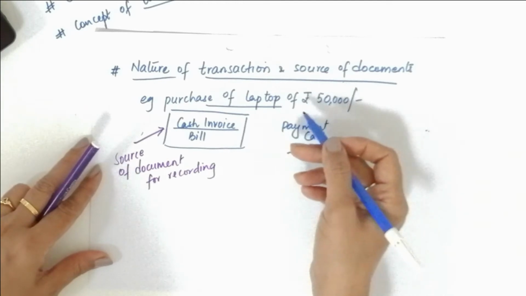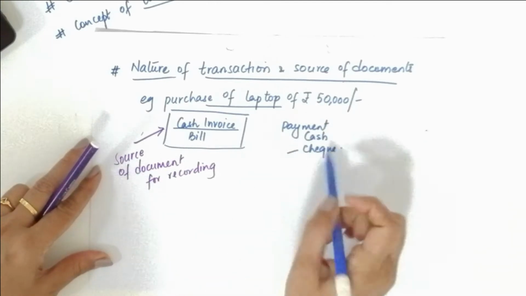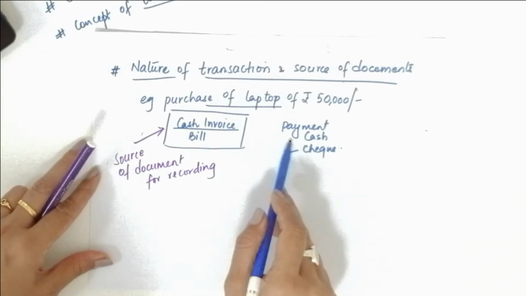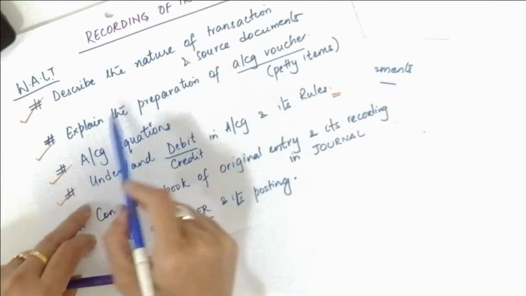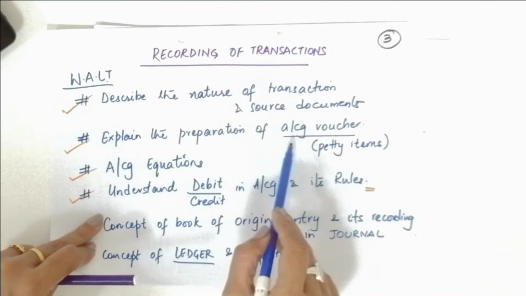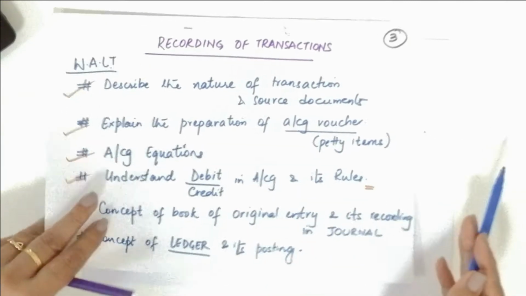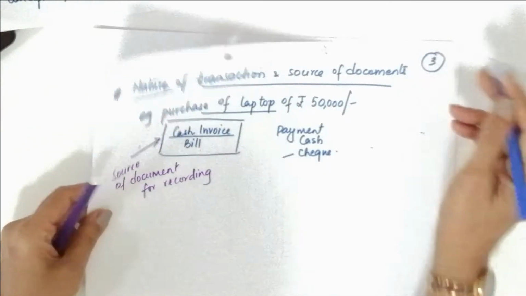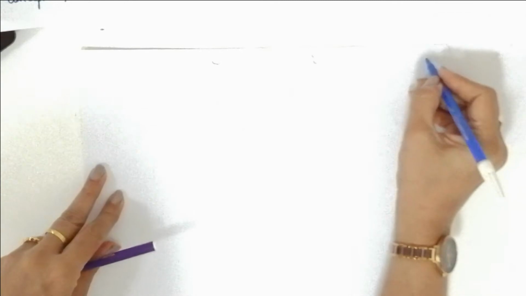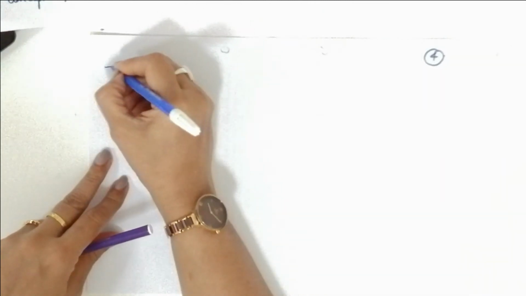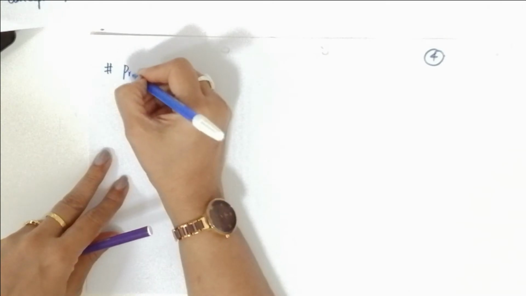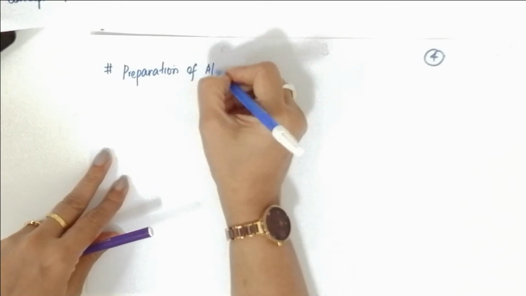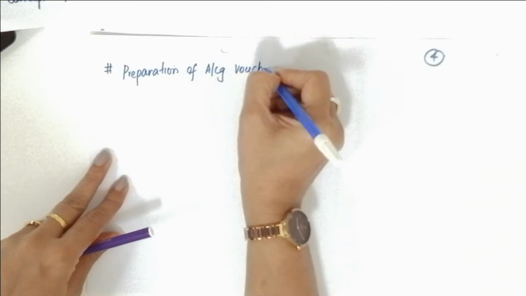Now, these are the source documents which we need for each and every entry. Now the next step I'm going to discuss with you is to explain the preparation of accounting vouchers, right? So the second point I'm going to discuss is preparation of accounting vouchers.